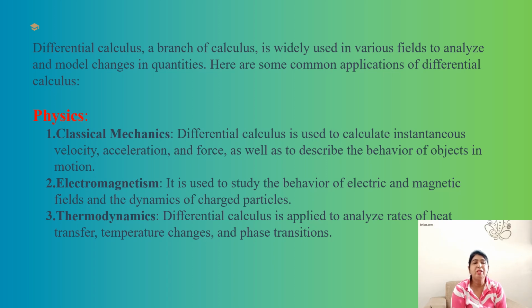First we will deal with physics, how differential calculus is applicable in physics. So first is classical mechanics. When we have to calculate instantaneous velocity, acceleration and force as well as the behavior of objects in motion, we study differential calculus. Now in electromagnetism, to study the behavior of electrical and magnetic fields and dynamics of the charged particle, we use differential calculus.